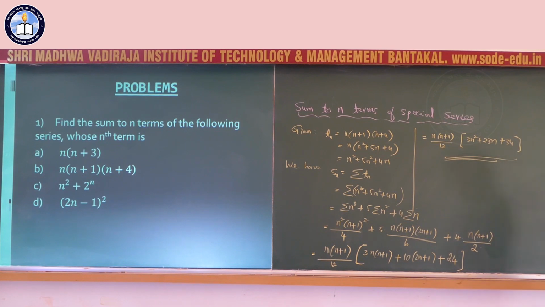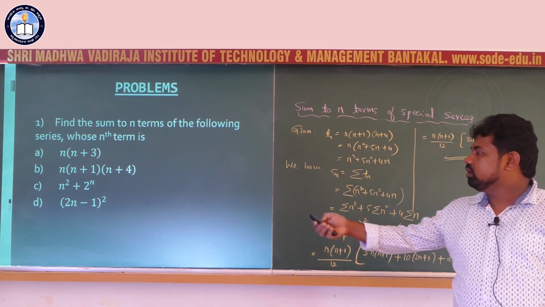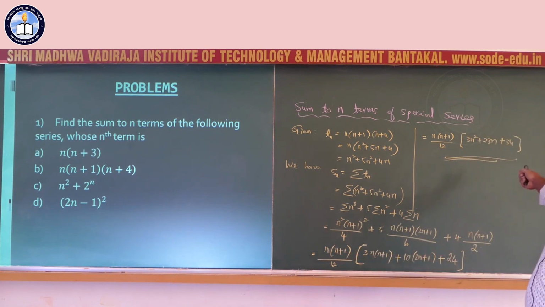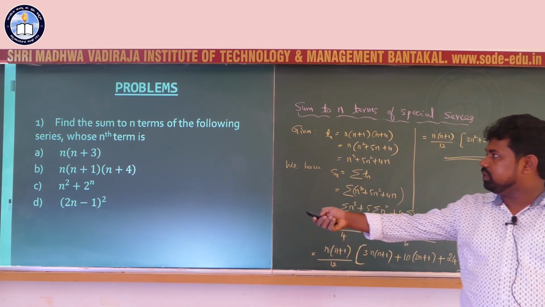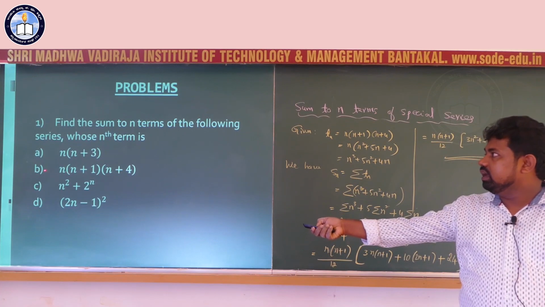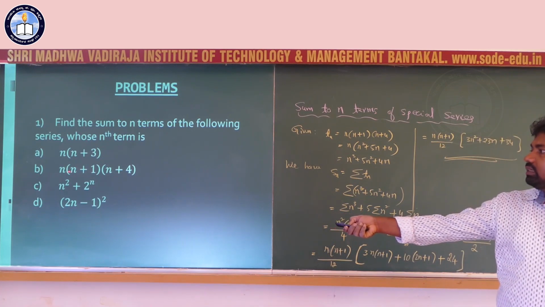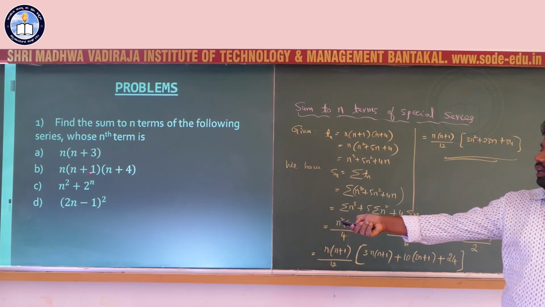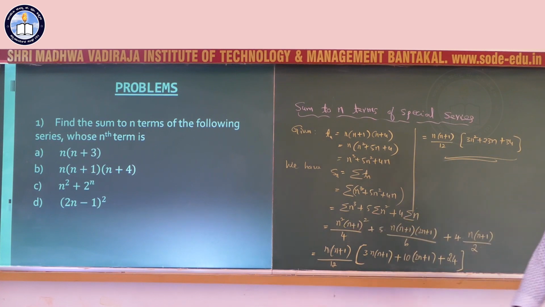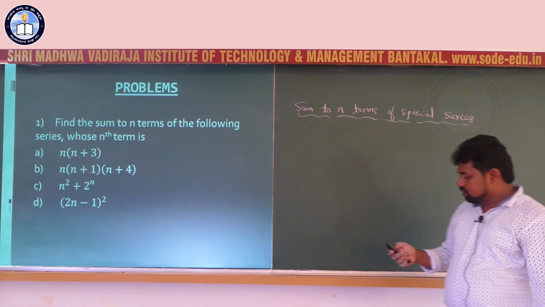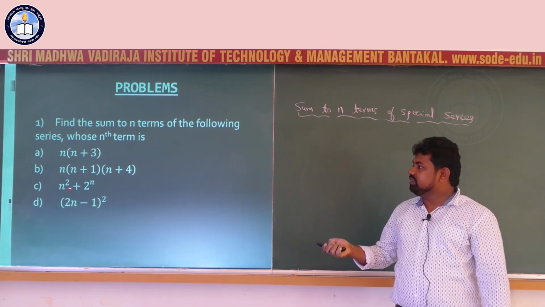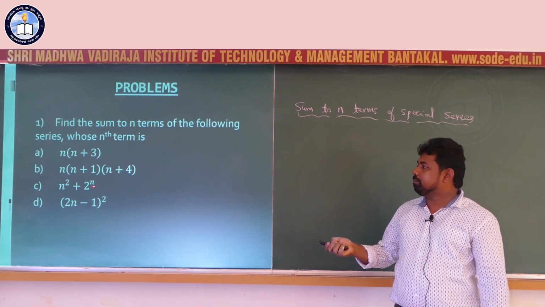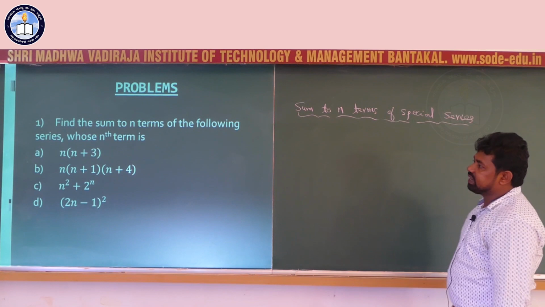That is enough. Therefore, that is the sum of first n terms of the series whose nth term is n into n plus 1 into n plus 4. Next, third one, nth term equal to n square plus 2 power n.